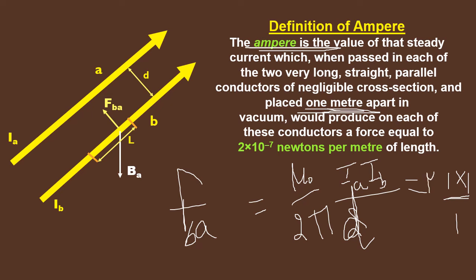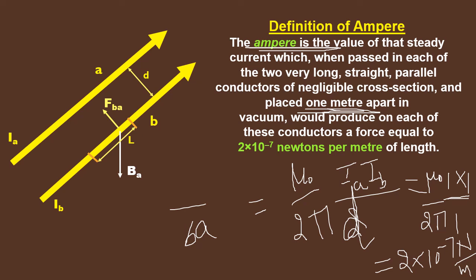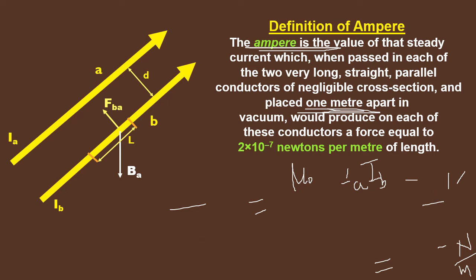Then the force per unit length comes out to be mu naught upon 2 pi. We have just substituted the values of IA, IB and D as 1 numerical value. So it comes out to be mu naught upon 2 pi. And what is the value of mu naught upon 2 pi? It is 2 into 10 raised to the power minus 7. So we see that the force per unit length is 2 into 10 raised to the power minus 7 Newton per meter. So this helps us to define 1 ampere. So from now on, you will be using this definition of the ampere.